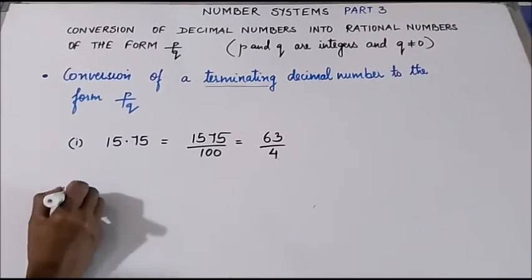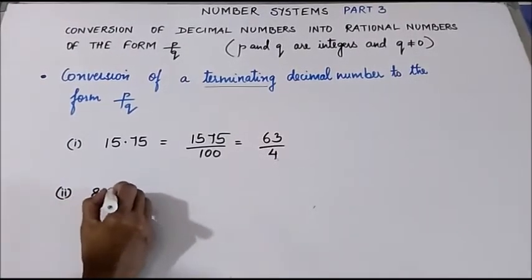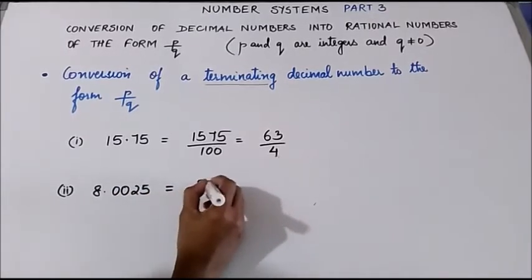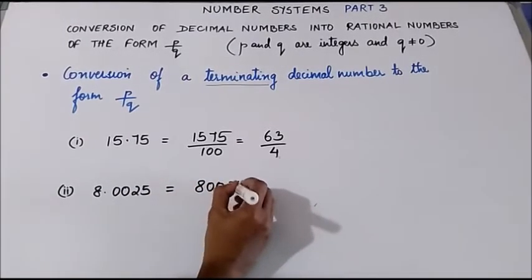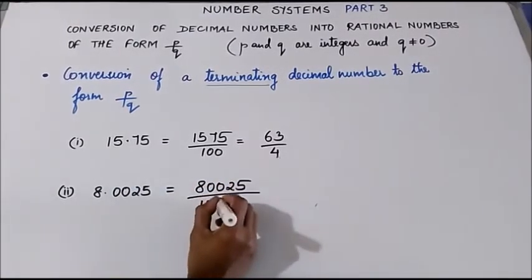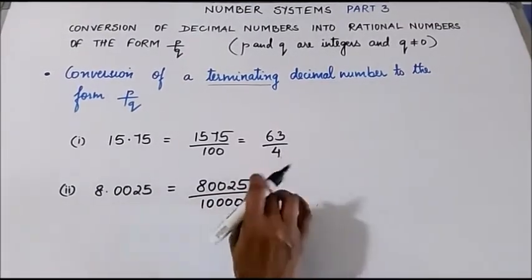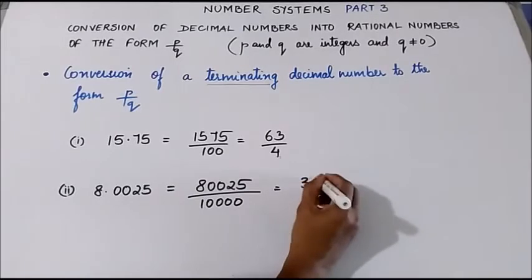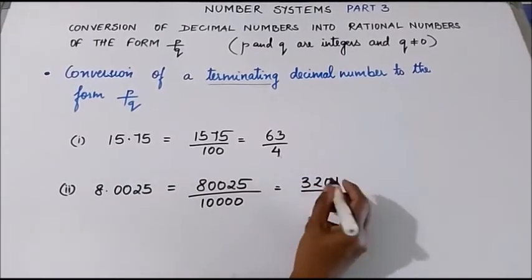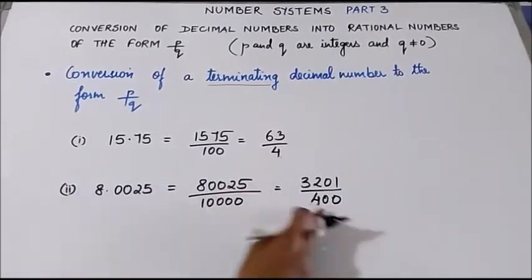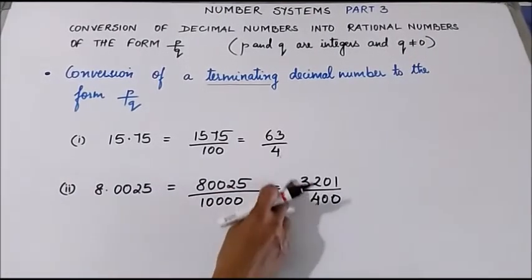Now the second one, 8.0025. This will give us 80025 divided by 10,000. When you reduce it, you get 3201 divided by 400. The decimal number is converted into a rational number of the form p by q.